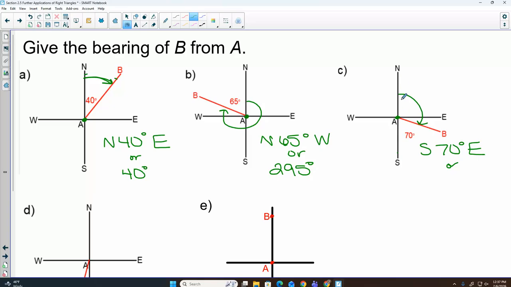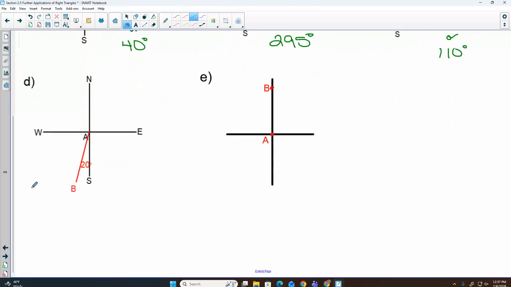Lots of different numbers being thrown out. Yeah, we know all the way down would be 180, right? So if you back up 70, 180 minus 70 is 110. D, sorry. So from A to B, how would we travel? South, 20 degrees to the west. Or from due north, how far is it? 200 degrees.